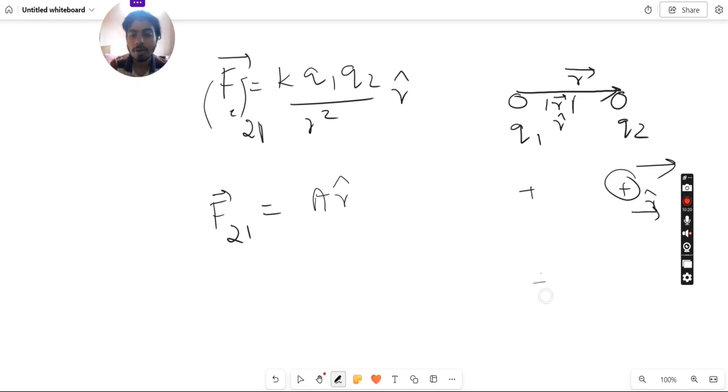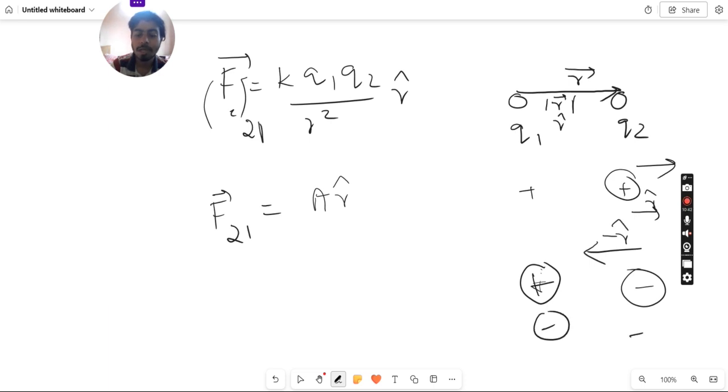Now let us assume that one is positive and the other is negative. Then Q1 Q2 would be negative, so this force would be in the negative R cap direction, which means in this direction. Which means it's an attractive force. In the same way, if both are negative, Q1 Q2 would be positive and the whole force would be in the direction of R cap, which is a repelling force. Okay, so I think those are clear. So let's move on.